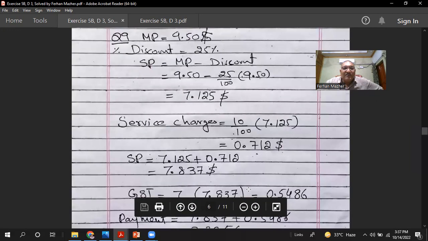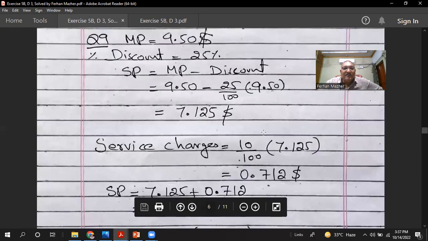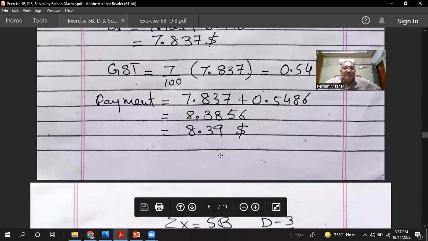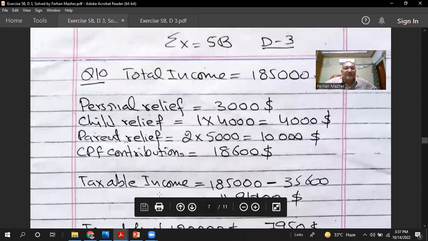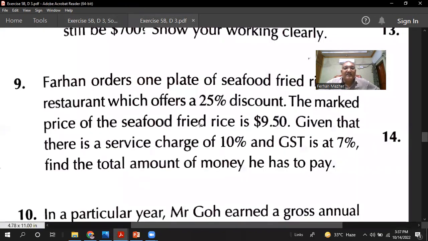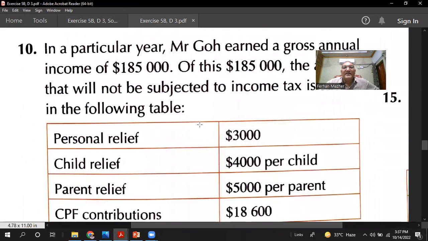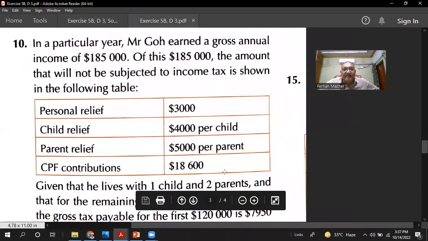Okay, so we are going to the next question. So this is how the question is done. The next question coming up on your screen is question number 10. He says, let me reduce the size a little bit.